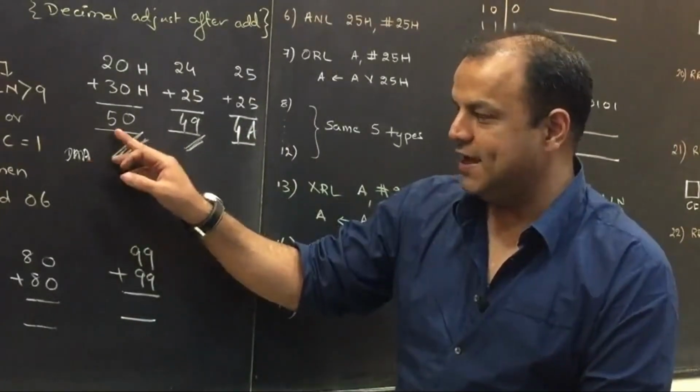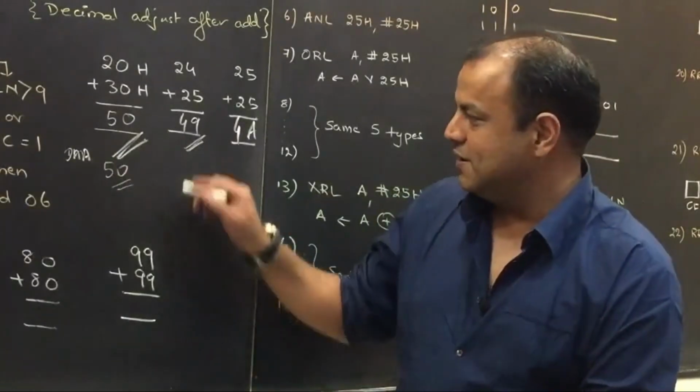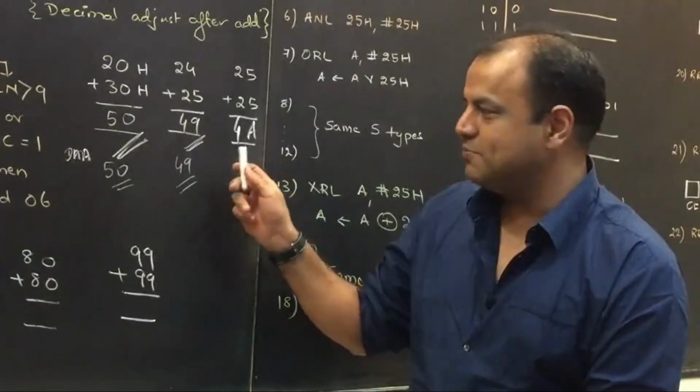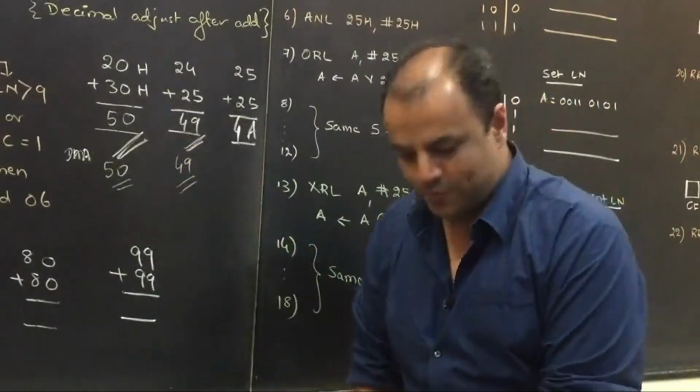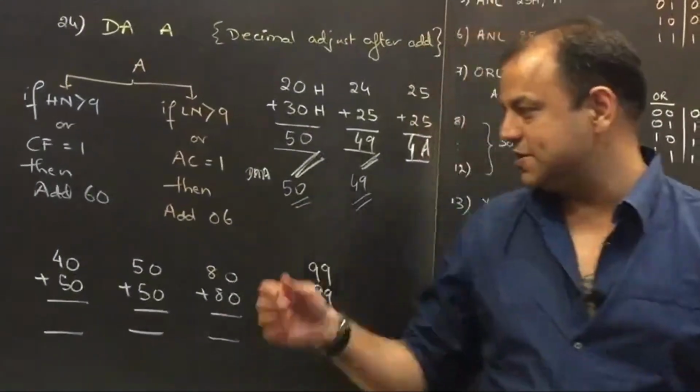Now when you do DAA on this result, it will still give you back 50 because that's the answer you wanted. It will give you 49, that's the answer you wanted. Here, it will make an adjustment. Now, why was there no adjustment required over here? That you'll understand by the logic of DAA. Now, let's look at the logic.